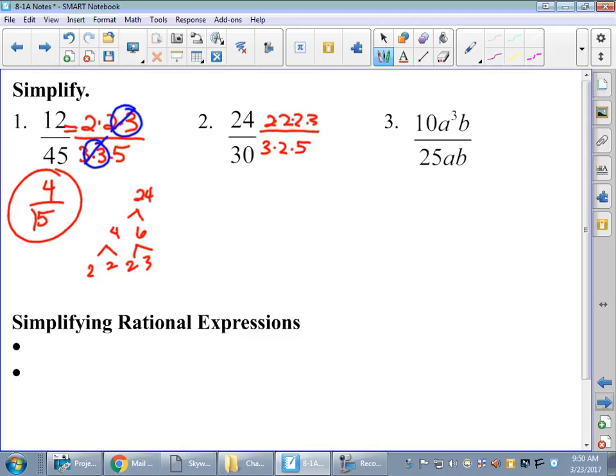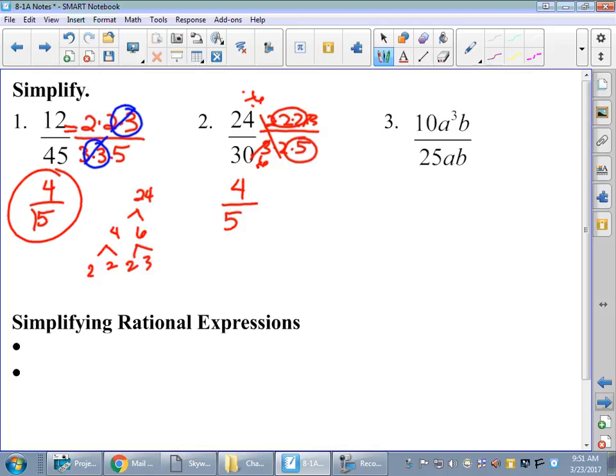You knew that. You really didn't have to break it down. But I'm breaking things down because I need you to see it when we have not-so-friendly fractions. So what's left is 4 over 5, so 4/5. If I just divide the top by 6 and the bottom by 6, I get 4/5.